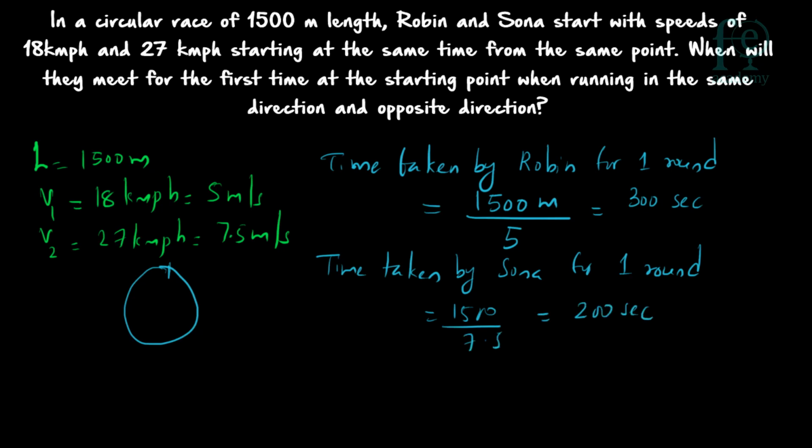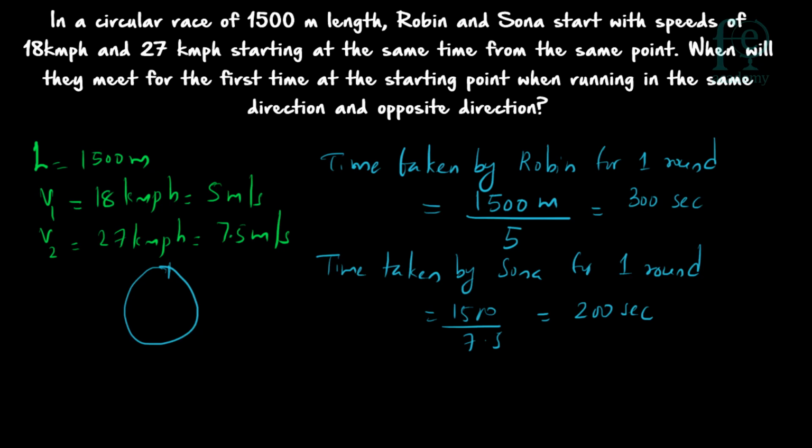So Robin completes one round in every 300 seconds, and Sona completes one round in every 200 seconds. So when will they be meeting? You can find that out by taking the LCM of 300 and 200. At that particular point, both Robin and Sona will be meeting at the starting point.